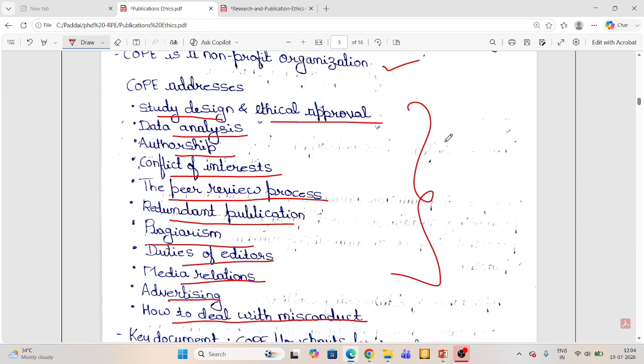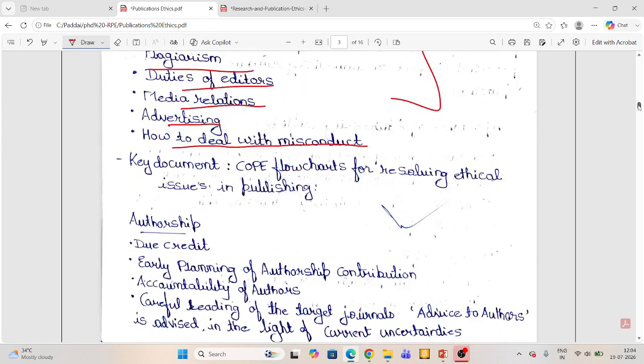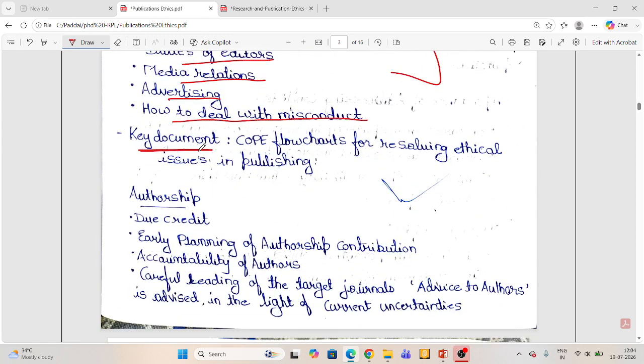For your study purposes, to understand COPE in detail, you can go through its website in detail, because you should have detailed knowledge as well. Then, what are the key documents for publication ethics that COPE has given? COPE has given a flow chart. This flow chart helps to resolve ethical dilemmas or ethical issues in publishing.